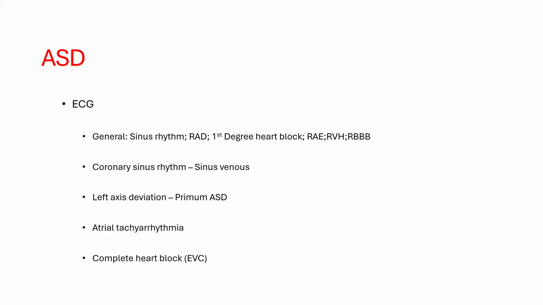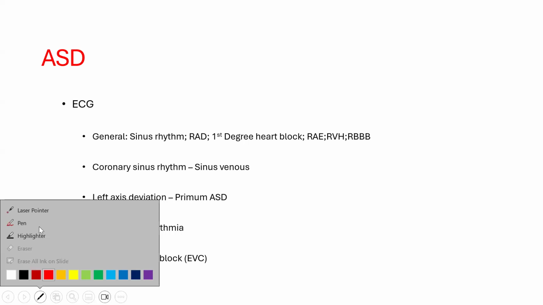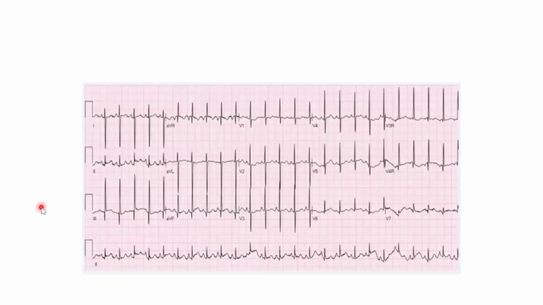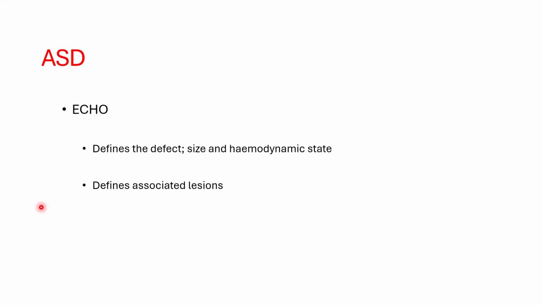I think I've dealt with this slide already, the ECG changes in ASD. We've spoken about the coronary sinus rhythm, left axis deviation, and atrial tachyarrhythmias. Okay, let's do this. So the role of echo is to define the defect, the size, and the hemodynamic state, and then also define associated lesions.